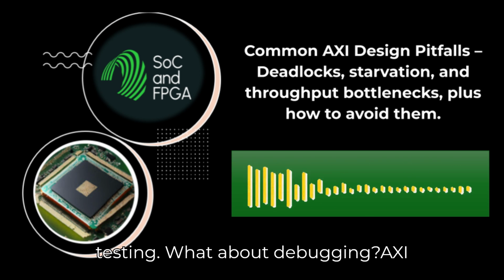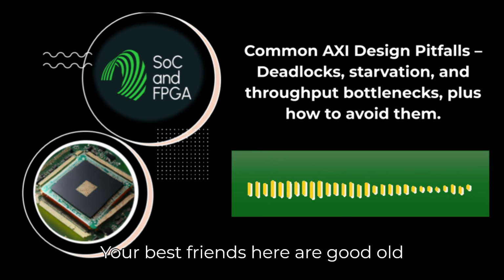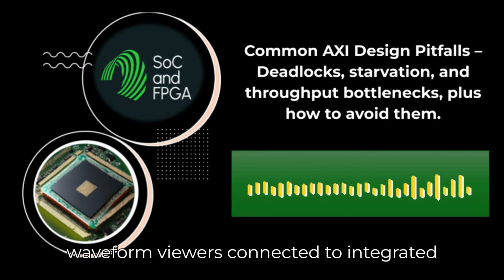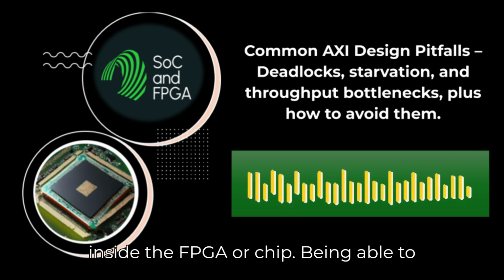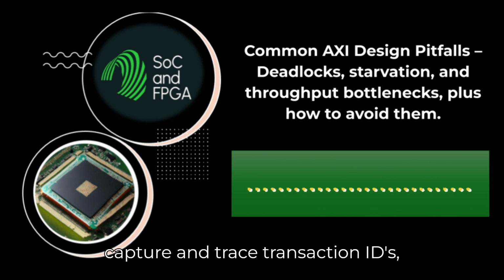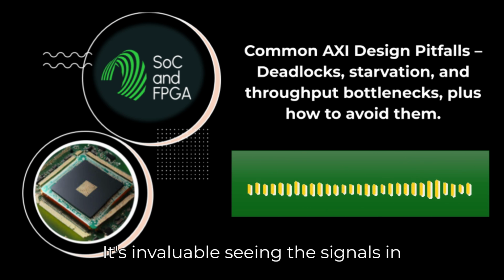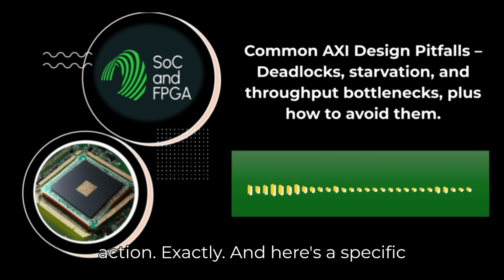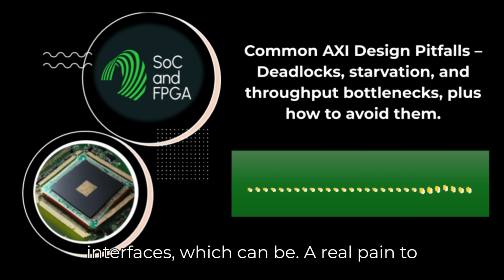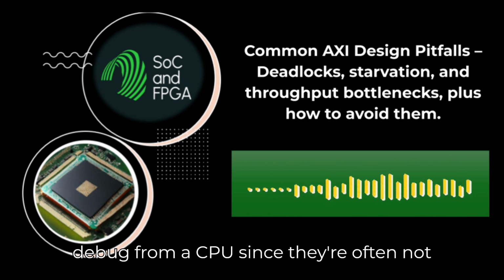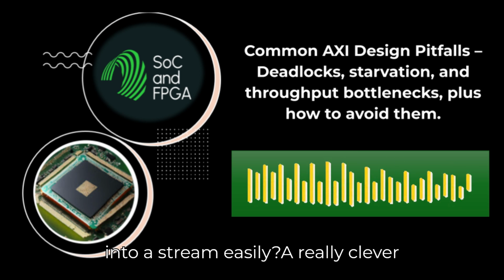What about debugging? AXI signals could be overwhelming. They can. Your best friends here are good old waveform viewers connected to integrated logic analyzers, ILAs or equivalents, inside the FPGA or chip. Being able to capture and trace transaction IDs, valid and ready signals, response codes, it's invaluable. Seeing the signals in action. Exactly. And here's a specific tip, especially for AXI stream interfaces, which can be a real pain to debug from a CPU since they're often not memory mapped. Yeah, how do you poke data into a stream easily?